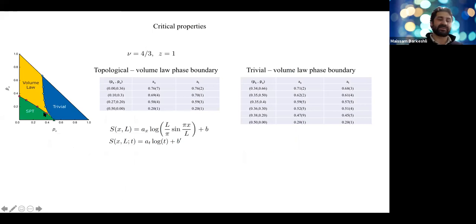So lastly, in this 1+1D model, let me discuss the critical properties along this critical line. It turns out that everywhere along this critical line, the correlation length exponent and the dynamical exponent are consistent with being 4/3 and 1, which is what we had for percolation. However, if you try to estimate these coefficients, AX and AT, for the entanglement entropy, which I had said were also universal, then these things vary along this whole curve. So it's not quite clear what's going on here.